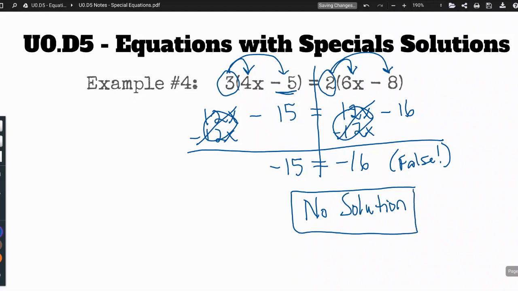So that's our lesson on equations with special solutions. It all boils down to when the variables cancel out and you just have two numbers left, you have to determine if they're the same or if they're different. When they're the same, it makes the equation true. When they're different, like this one, it makes the equation false. And that determines how we answer.